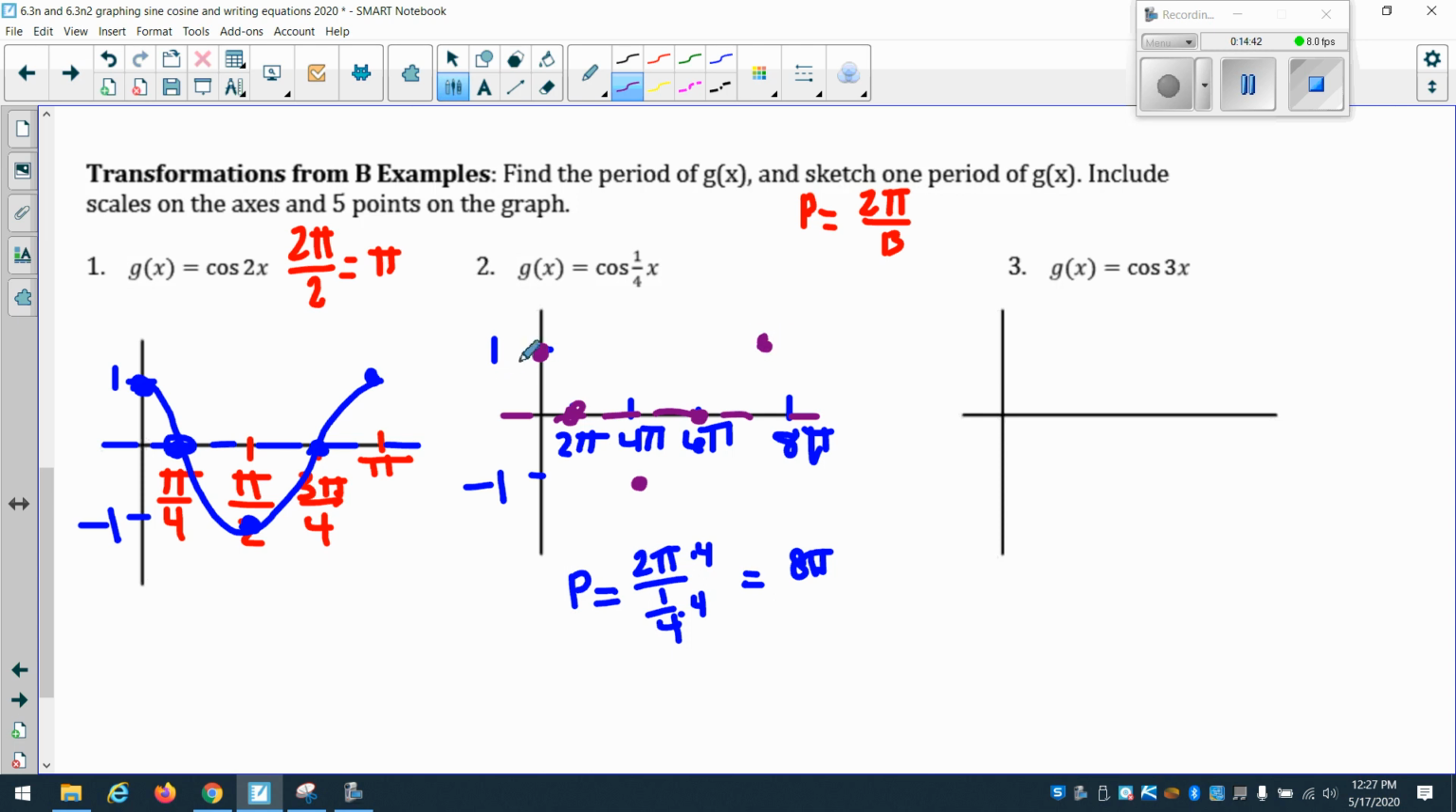Okay, and when you end at the maximum point, you have completed one full rotation. Okay, try number 3, and then we'll check the answers.